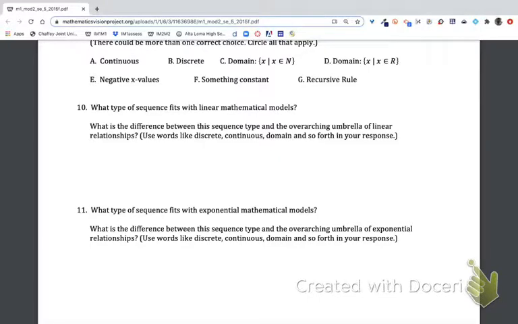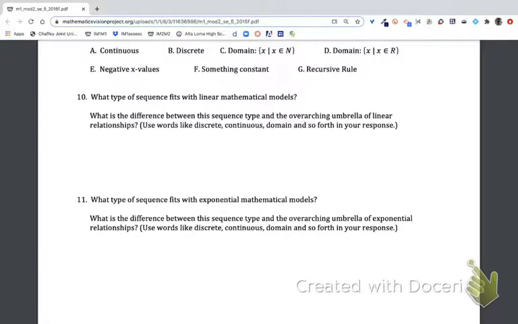Same thing with number 11 with the exponential mathematical model. I'd like to see that you have some sense of what that means to be discrete or continuous in terms of using exponents. Typically, but not always, an exponential model really depends on the situation. Sometimes it'll be discrete, sometimes it'll be continuous. It really depends on, is it always growing, or is it growing at the end of each month or at the end of every hour?